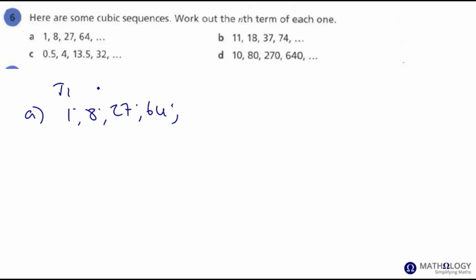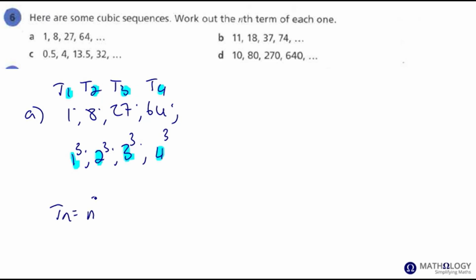Remember that this is term 1, and that's term 2, term 3, term 4. First term 1 is 1 cubed, 8 is 2 cubed, 27 is 3 cubed, 64 is 4 cubed. So if we look at the number of the terms, term 1, term 2, term 3, term 4, 1, 2, 3, 4. So the nth term of this sequence is going to be Tn equals n cubed. This is the sequence of cubed numbers.